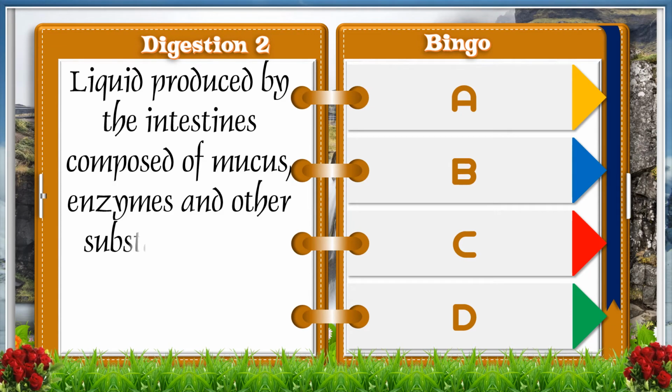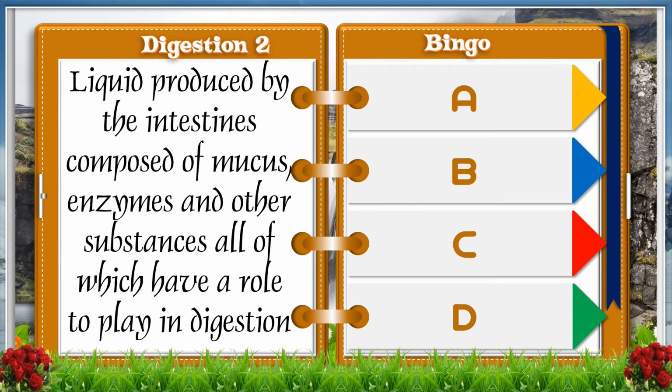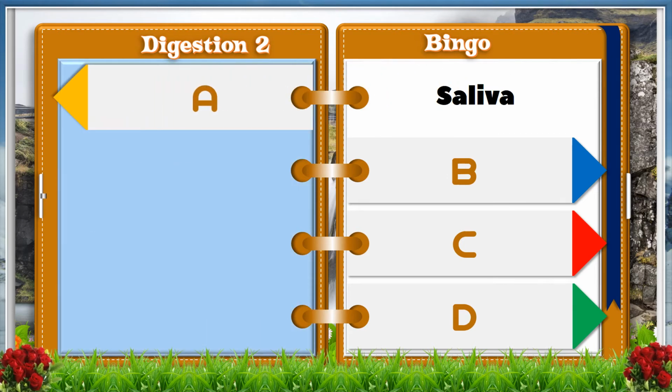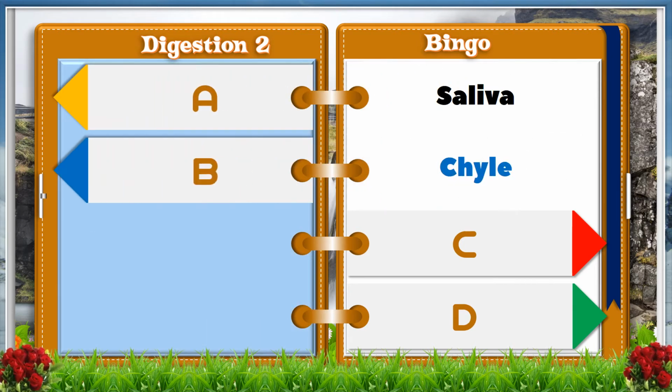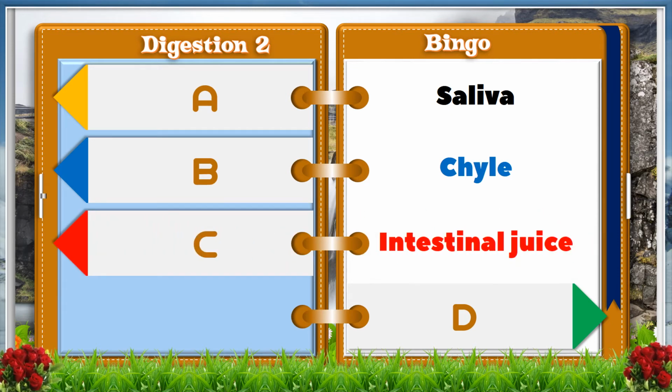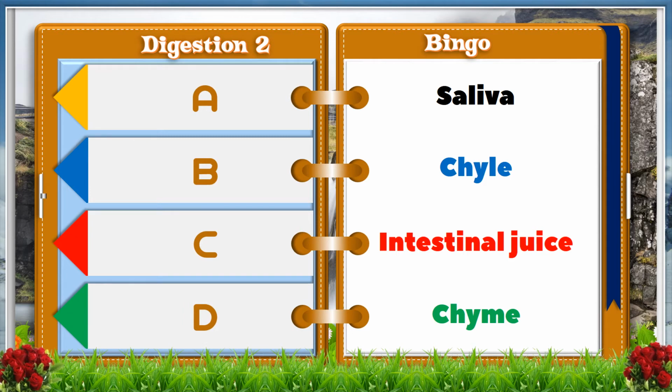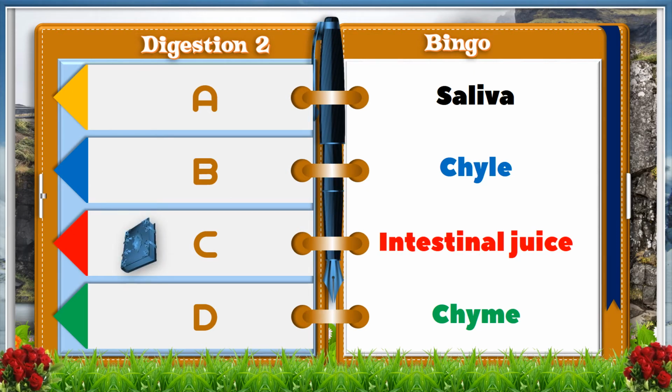Liquid produced by the intestines, composed of mucus, enzymes, and other substances, all of which have a role to play in digestion. A. Saliva. B. Chyle. C. Intestinal juice. D. Chyme. And the answer is C. Intestinal juice.